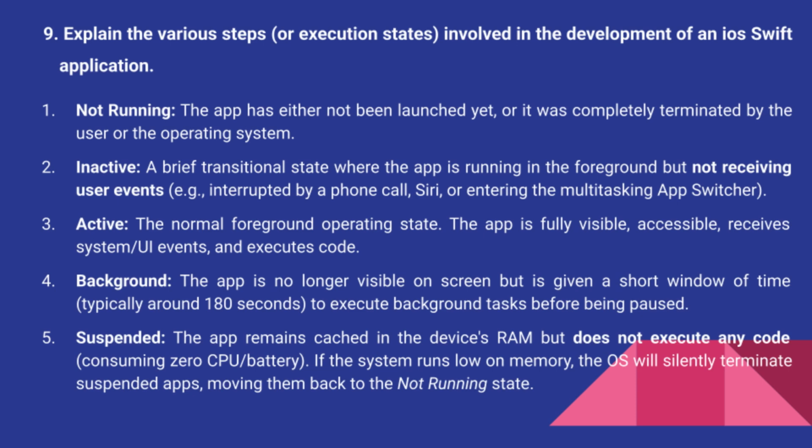Third is the active state. This is the main execution state. The app is fully in the foreground, the UI is completely accessible, and it's actively processing user inputs and executing code. Fourth is the background state.